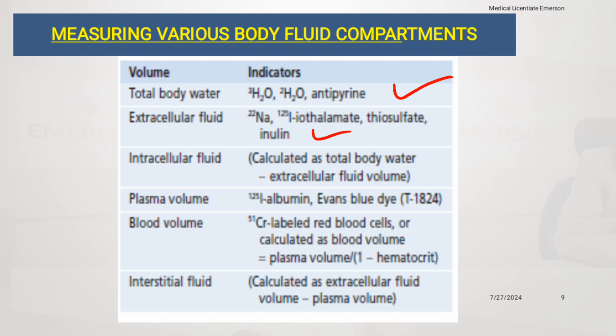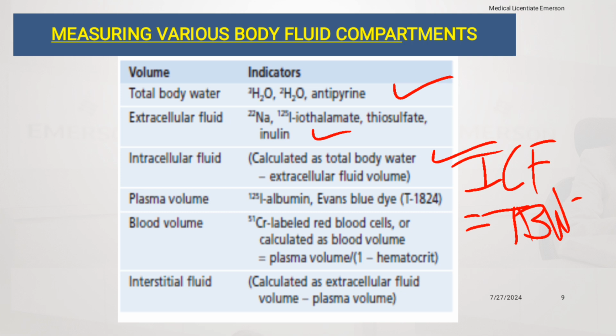Then the intracellular fluid is calculated as total body water minus the extracellular fluid. Meaning the intracellular fluid, ICF, is equal to the TBW, total body water, minus the ECF. Okay, hope you can see. So that's the intracellular fluid. Then for the plasma volume, you can use iodine-125 albumin. Then you can also use Evans blue dye.